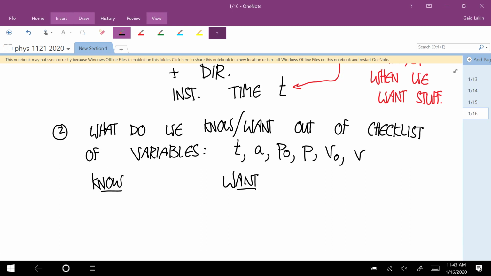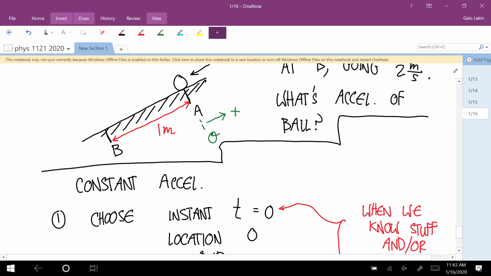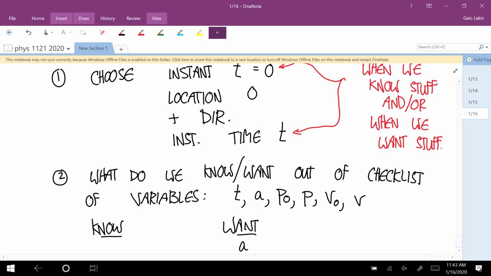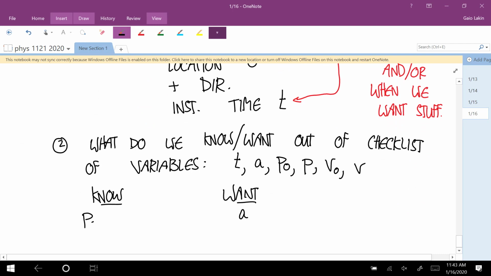So time we don't know. We don't know how long it takes to get from A to B. Acceleration is what we're trying to find. At time equals 0, what's the position of this object? So time equals 0 is when it passes A. So what's its position? That's right. So P0 is 0.